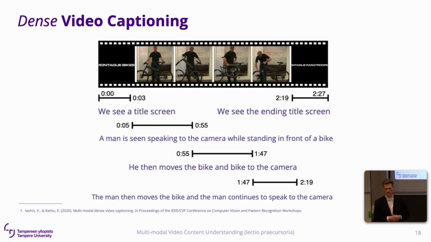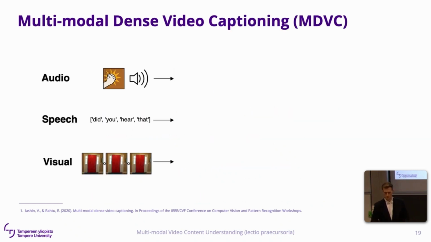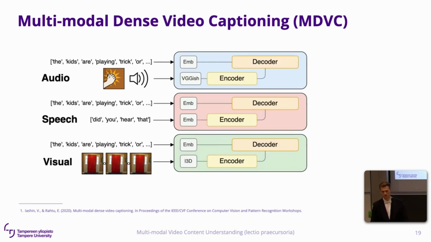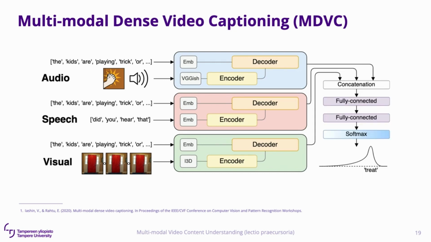Dense video captioning addresses this as follows. First, we localize important events in the stream, and then we produce a textual description for each of them. In this work, we used 3 input modalities: audio, vision, and speech in the form of text. That's what goes into our model, along with the previously generated caption words. We have an individual transformer that encodes information from each modality, and later the outputs of the transformers are fused to produce the next caption word.